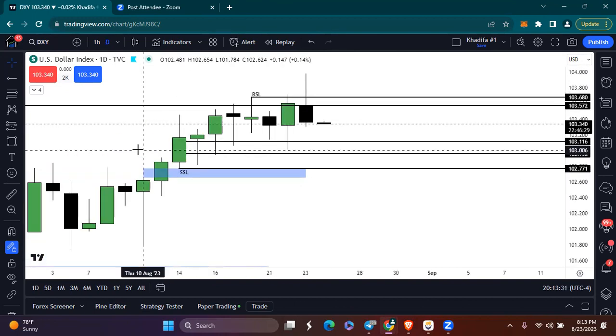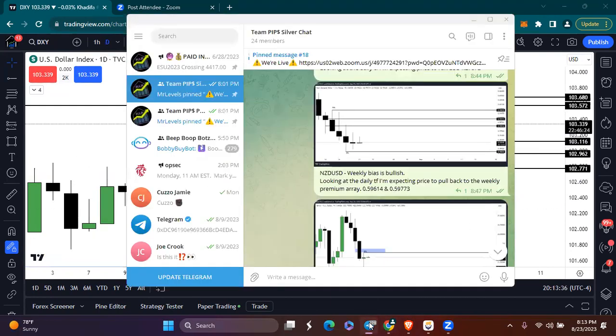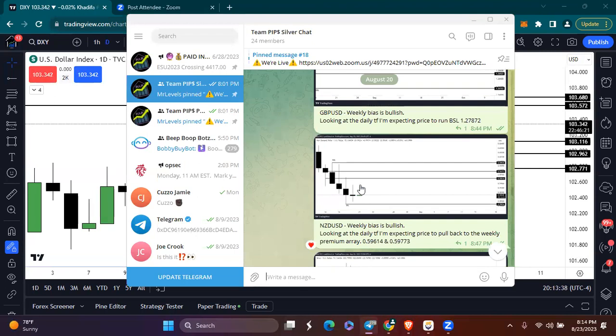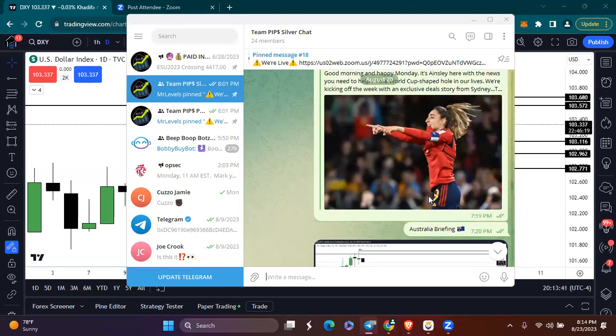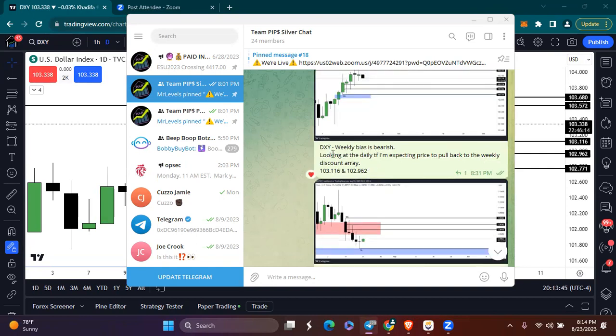I'm sorry. Let me look at the Telegram group so we can have a reference. I stated that incorrectly. The weekly bias for Dixie was bearish. And I said, looking at the daily time frame, I'm expecting price to pull back to the weekly discount array of 103.16 and 102.962.